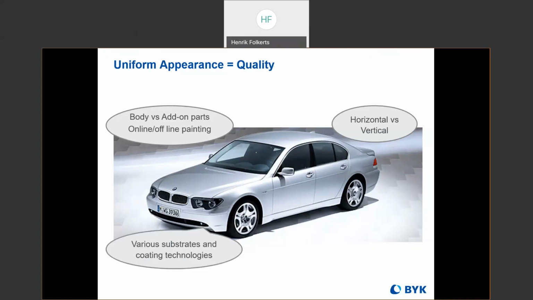Another consideration, as mentioned, is various substrates. Sometimes you're dealing with steel, sometimes with plastic, and different coating systems can look slightly different. So it's important that everything looks good when placed next to each other, when you're able to view them side by side and it's easy to see those small differences. And so you need a stable process to guarantee quality over time.